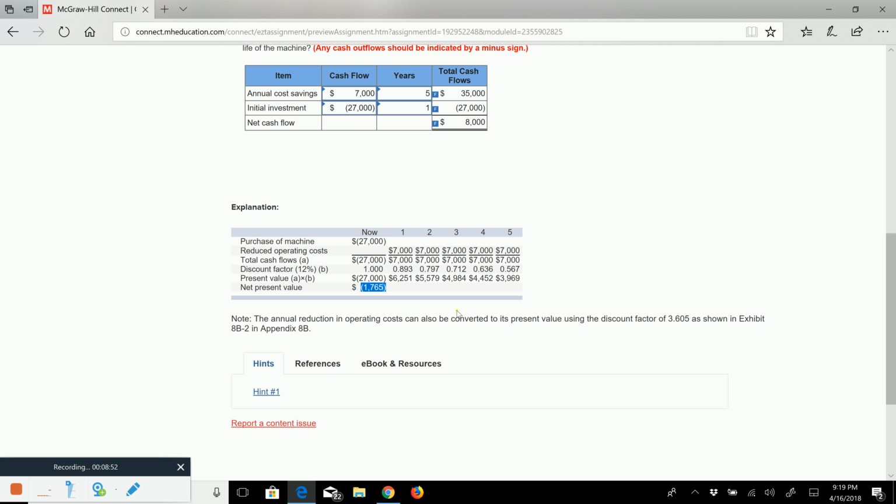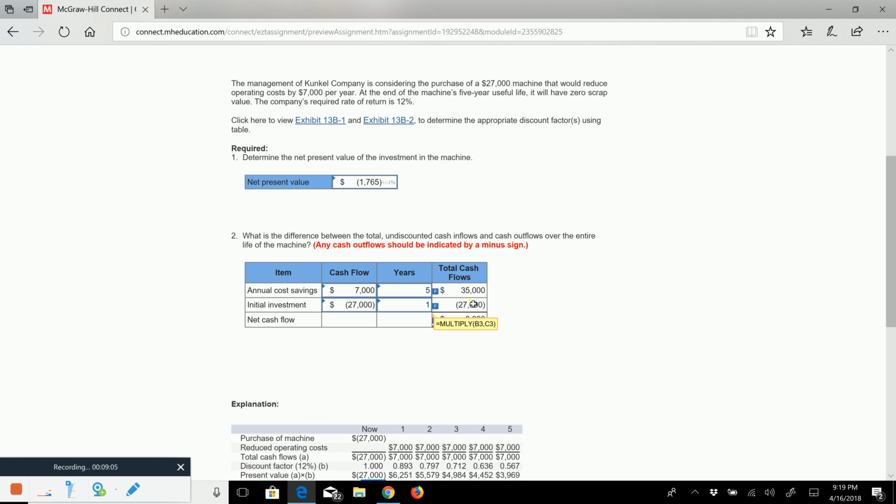With a negative net present value, effectively you would reject the project. Okay? We would not want to accept anything that has a negative net present value. So if we were going by net present value, we would reject it.